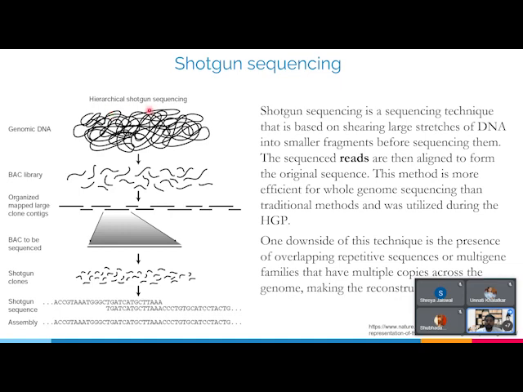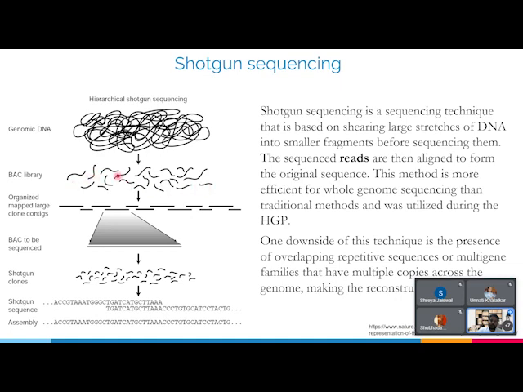During hierarchical shotgun sequencing, we first have our genomic DNA, which is a huge sample size. But when the human genome project was being done, the best techniques we had for sequencing included the Sanger sequencing method, which could only sequence up to 1,000 base pairs. So obviously we cannot sequence the entire 3 billion base pairs that humans have using this particular technique.